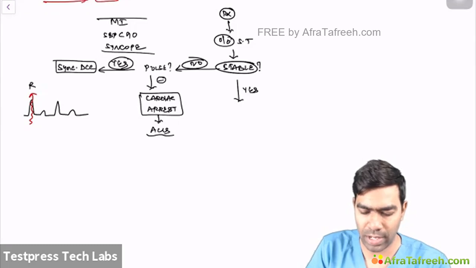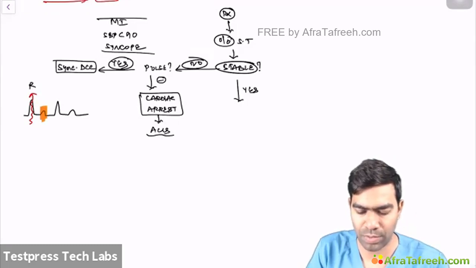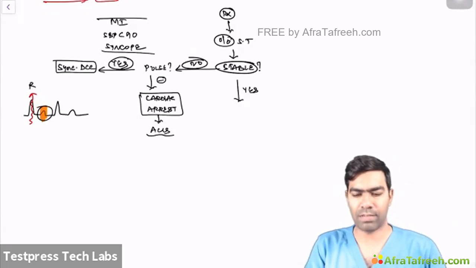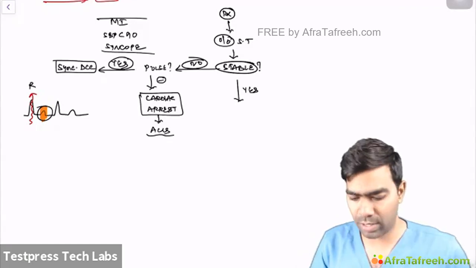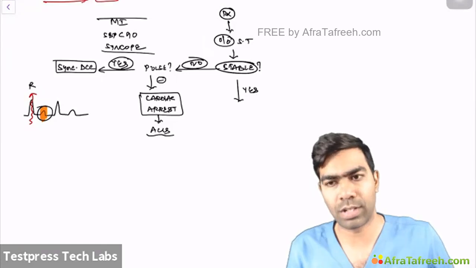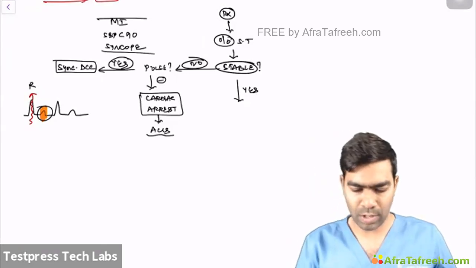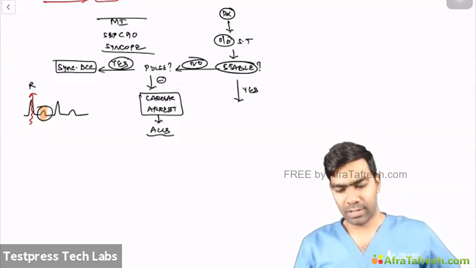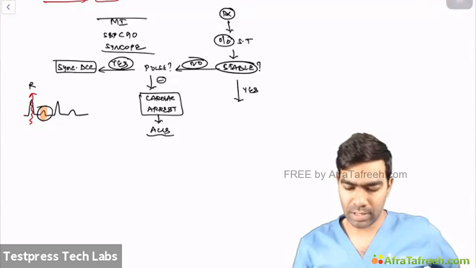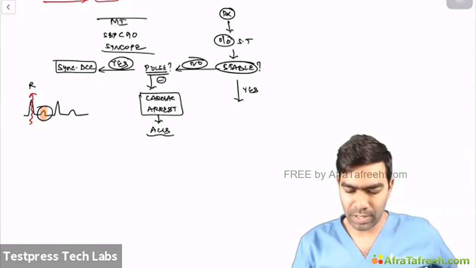This is to avoid any inordinate R on T phenomenon. Suppose your shock goes over the T wave, then it might degenerate into worse arrhythmias like polymorphic VT and torsades. We don't really want that to happen. So that is the reason why, if a tachyarrhythmia is unstable but you still see a pulse, this pulse is going to decide your treatment.